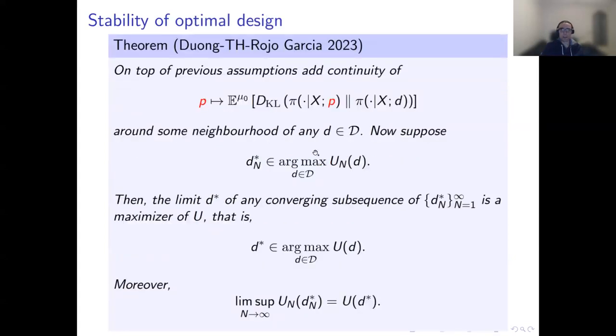What is more, you can add a continuity assumption regarding your likelihood distribution, where continuity is meant again in a particular sense. You look at some neighborhood of your design variable and perturb that design variable; this P is the perturbed variable. You look at the difference of these two likelihood densities with respect to the Kullback-Leibler divergence, and then take the expectation with respect to the prior. If you can say that this mapping is continuous around some neighborhood of any design variable, then the following happens.